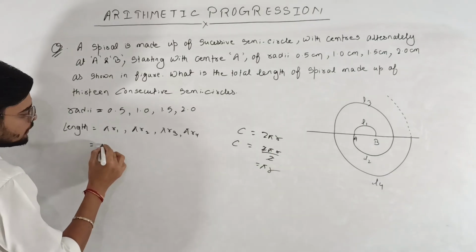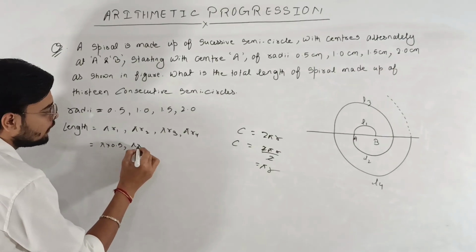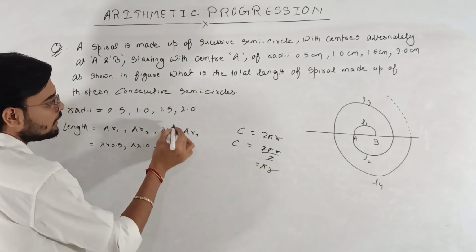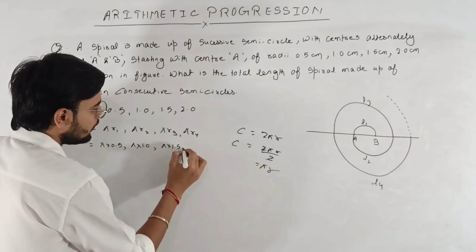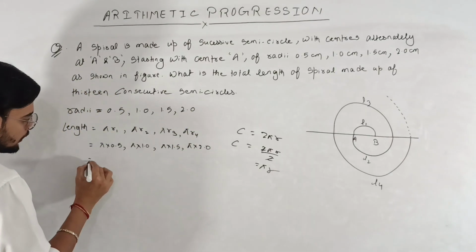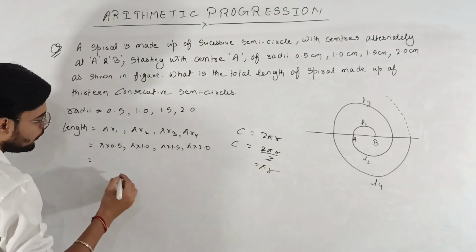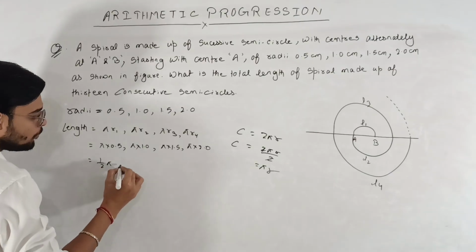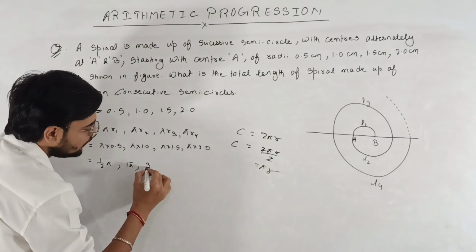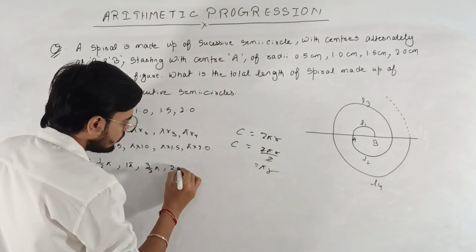Now pi r1 is pi into 0.5. Pi r2, r2 is 1, so I write here 1. Pi r3, r3 is 1.5, so 1.5, and pi r4 is pi into 2.0. Now I write 0.5 as 1 upon 2. So this is 1 upon 2 pi. Now this one is 1 pi. This one is 3 upon 2 pi, where we write 1.5 as 3 upon 2, and this one is 2 pi.